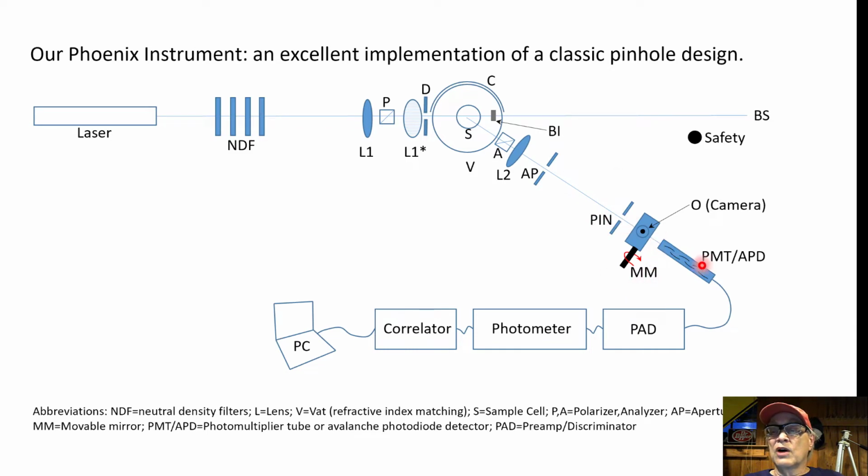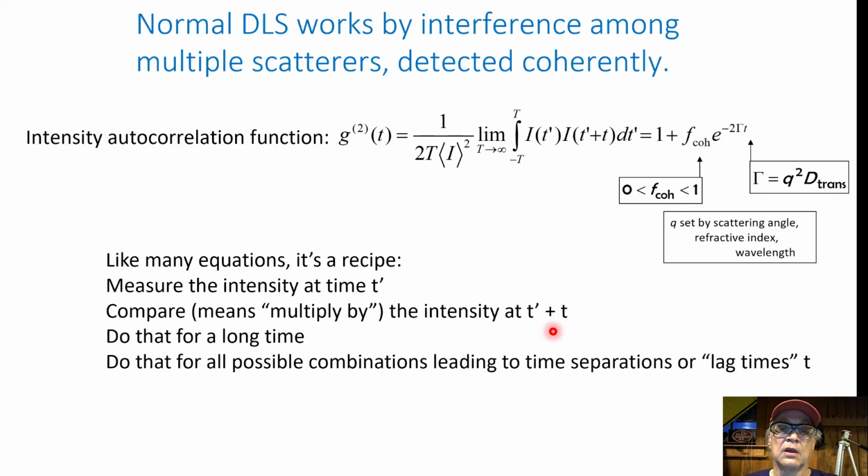After all that, it goes off to either a photomultiplier tube or an avalanche photodiode detector. Actually, it turns out that the tubes are still higher performing than the avalanche photodiode detectors, despite all the progress in solid-state electronics. There's a preamp discriminator, a photometer over here, a correlator, and of course it's tied together with a personal computer. So that's what the system is, and we can see one if you want.